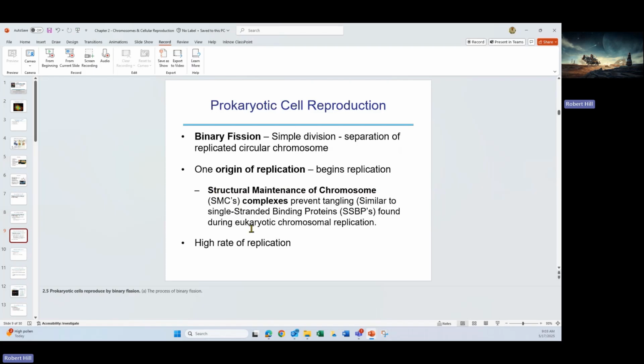So two things to note about the replication of the chromosome. One, on the chromosome you have a region called an origin of replication, which is where the copying begins. This is where the DNA polymerase enzyme is going to bind to the chromosome and then start building a new piece of DNA based on the code that's found in that chromosome.